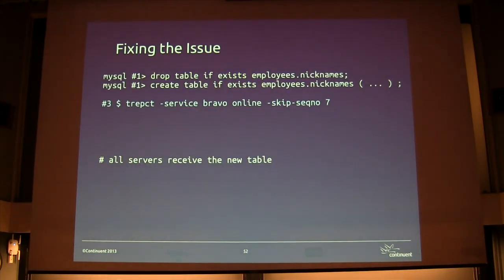How do we fix it? We simply remove the table using server number one, that is allowed to modify employees. So we say drop table if exists. So whenever it exists, it will be dropped. You know that it only exists in server number two because it was created there, so using this command, it will remove the unwanted table. Then we create the table again, and we skip the wrong transaction in server number two because it was not allowed. And after that, replication will resume everywhere in harmony.